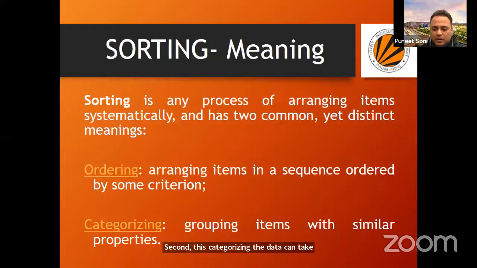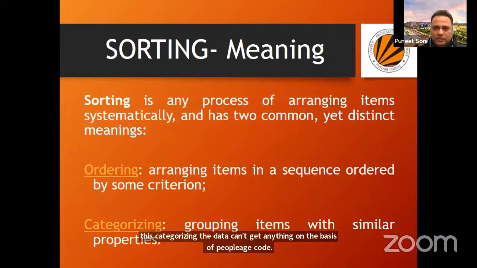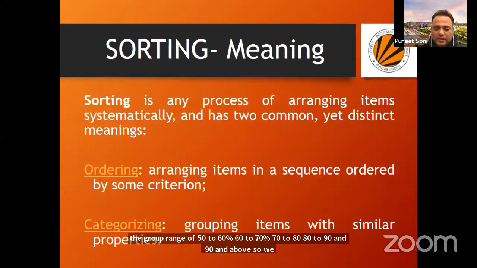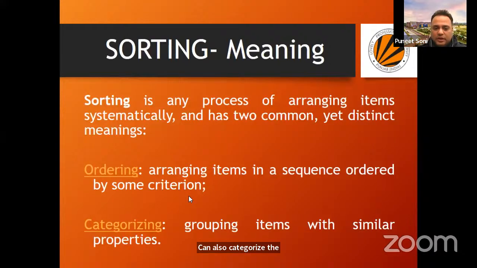Categorizing means on the basis of the percentage code. Suppose I have a range of percentages in the database, varying from 50% to 100%, and I have stacked them into different categories or groups. Suppose I have categorized some students into the group ranges of 50 to 60%, 60 to 70%, 70 to 80, 80 to 90, and 90 and above. So we can also categorize the set of data according to the requirement.